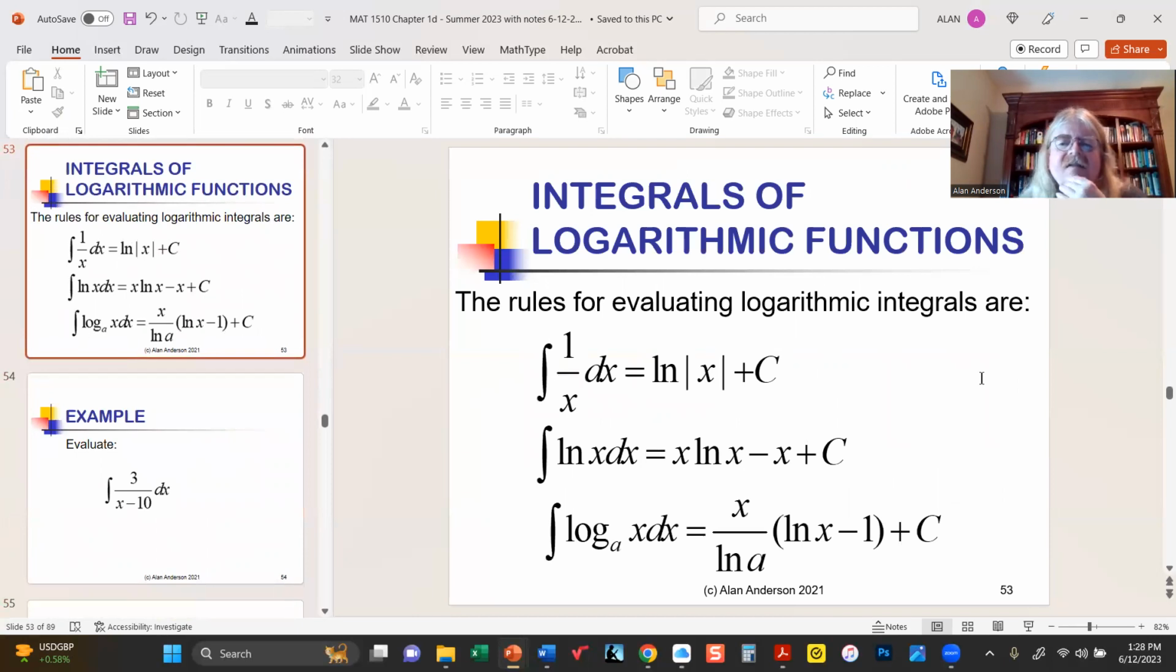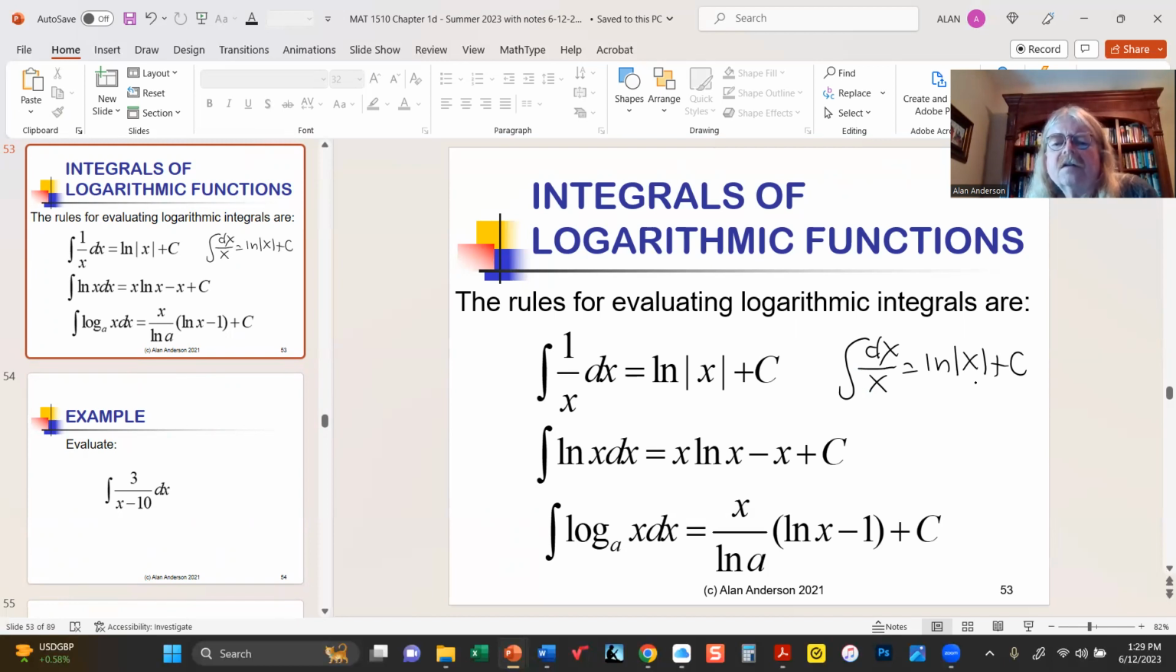Now, logs. All right. So here are some basic rules that we want to remember. You don't have to memorize them, but I think it might be a good idea because you'll run into these, and it really will make things simpler for you if you have memorized them. So, for example, the integral of 1 over x dx is the log of the absolute value of x plus the constant. Sometimes you see this as simply dx over x. The integral of log x is x log x minus x plus c. It's a little bit messier.